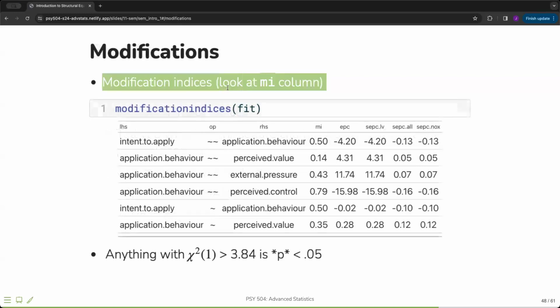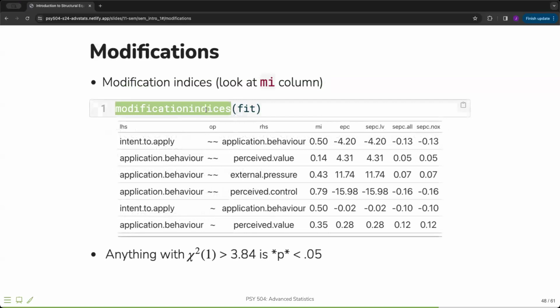So what we can do is use the modification indices function from lavaan, and this will tell us everything we didn't model. And we can see things like intent to apply correlated with application behavior, intention to apply regressed on application behavior, which doesn't make sense, right? Because we're going in the opposite direction. If you applied, how does that predict intentions to apply? So some of these things are nonsensical, but it will report them.